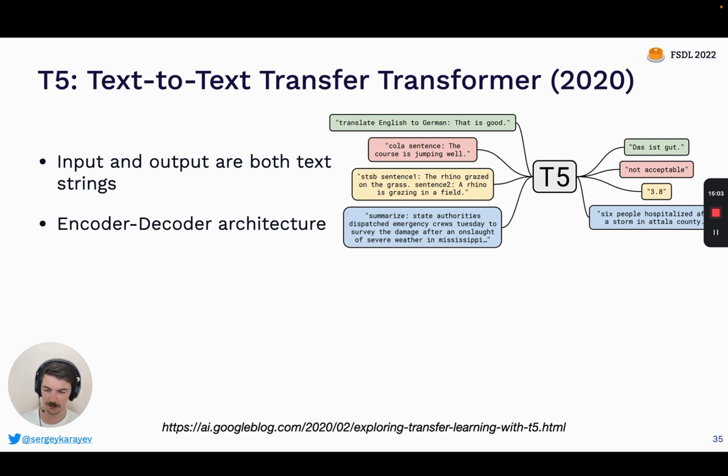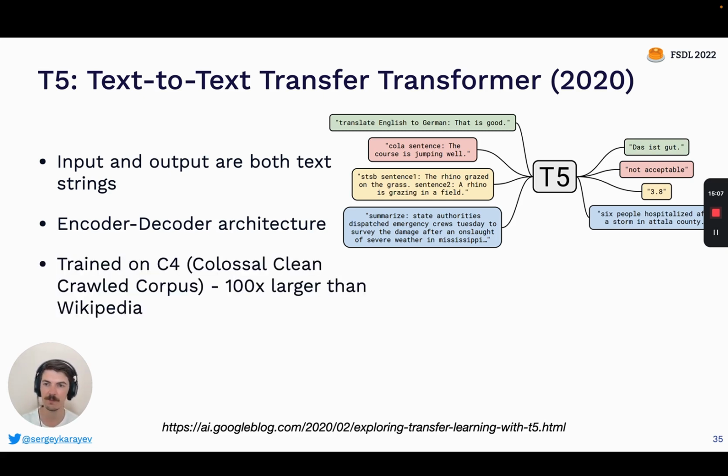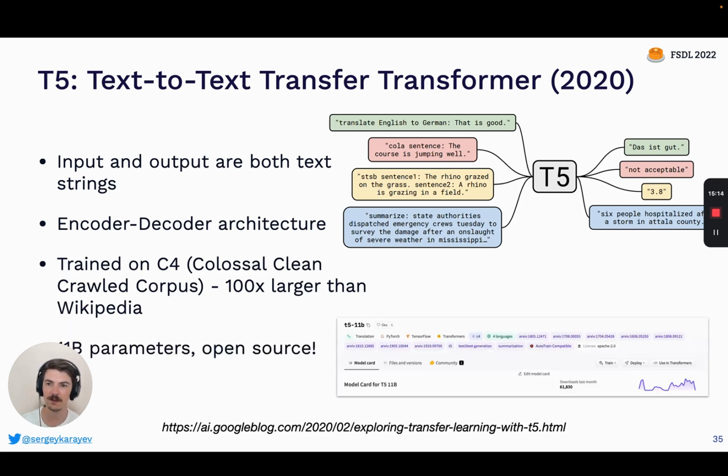So, back to that original attention is all you need paper, they found that it works best for them. And they trained it on the largest data set yet, called the Colossal Clean Crawled Corpus. It was around 10 billion parameters, and it's open source. You can download and run it on your own machine.